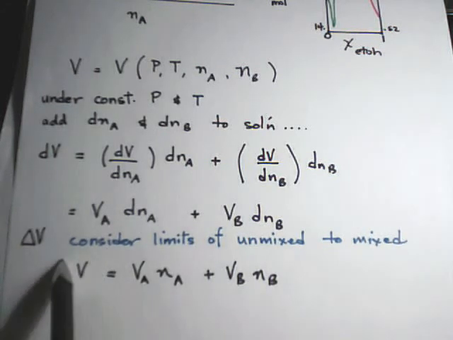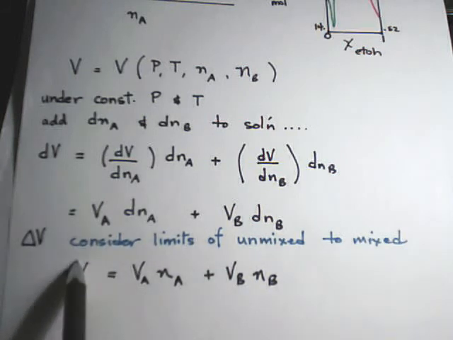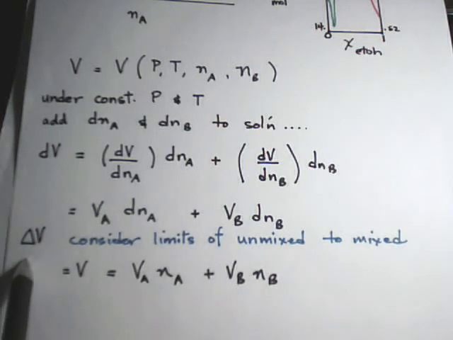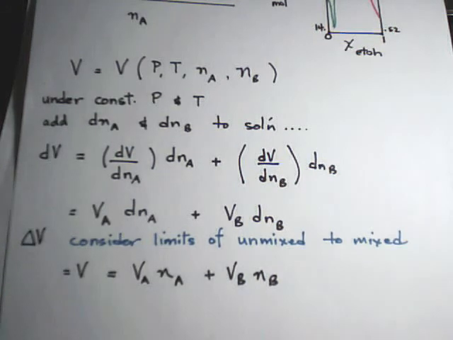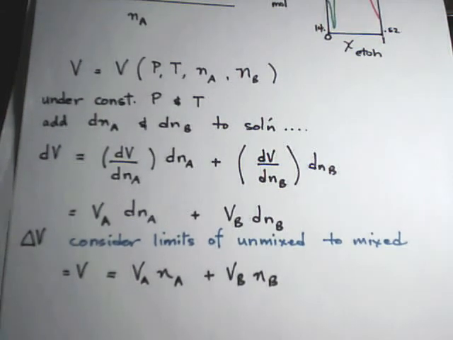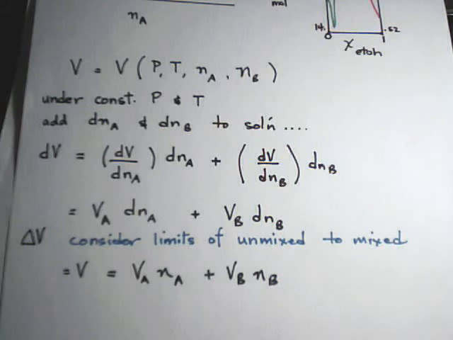So final minus initial would be mixed minus unmixed. And in doing that, my delta V is really the delta V of mixing. But because I'm going from unmixed to mixed, I don't actually write a delta V of mixing. I just say it is the volume of solution. Think about it. It's the volume of the mixture. If I just integrated from unmixed to mixed, what is delta V? It is the volume of the mixture.